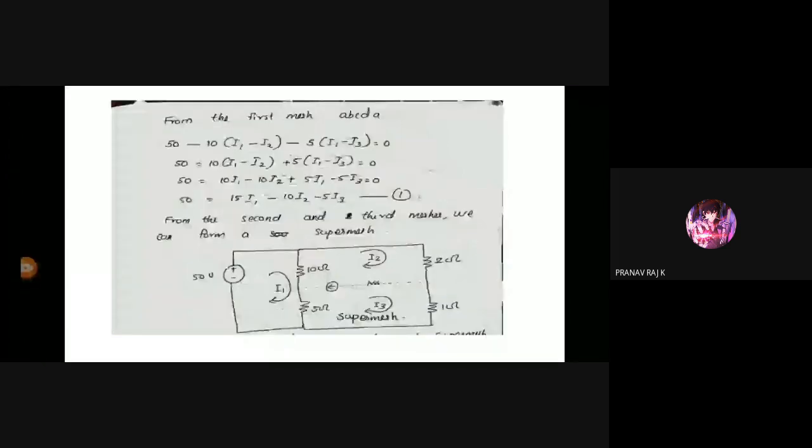First, 50 volt source is here, then 10 ohm resistance, 5 ohm resistance, and here I am not part of the super mesh. There is a current source in it, so I have simply drawn this resistance and current source, but actually we are not considering it. These currents will be marked like this. Actually there is no physical meaning in drawing the current like this, but for analysis purpose, we have to mark these currents, I2 and I3.